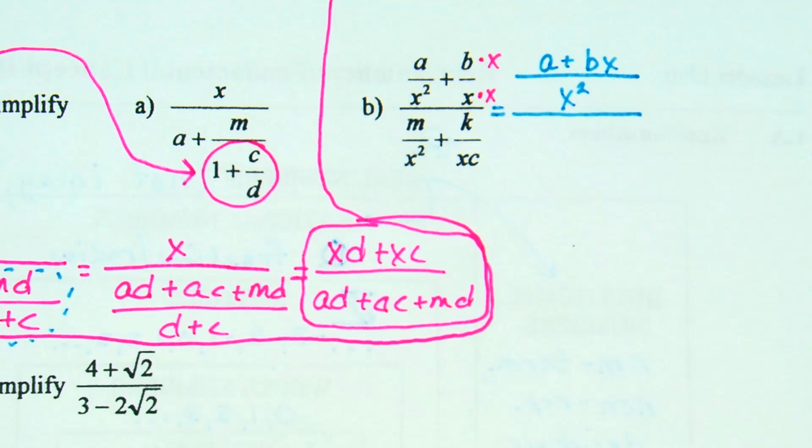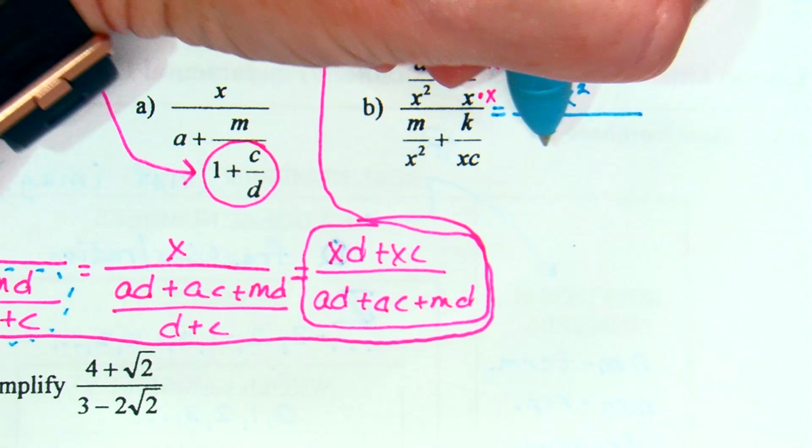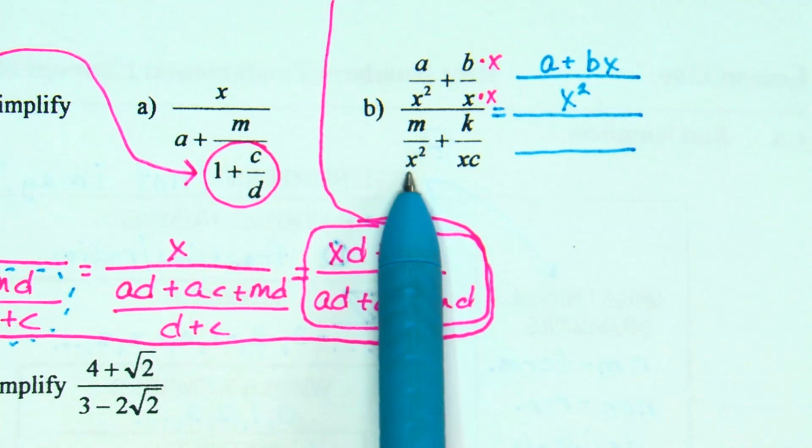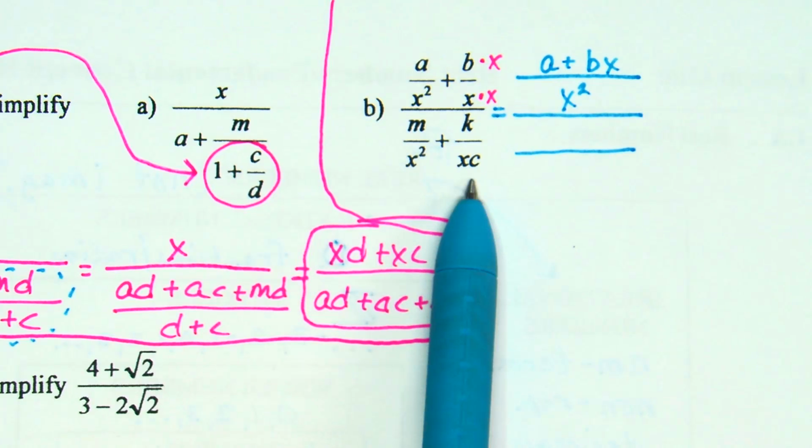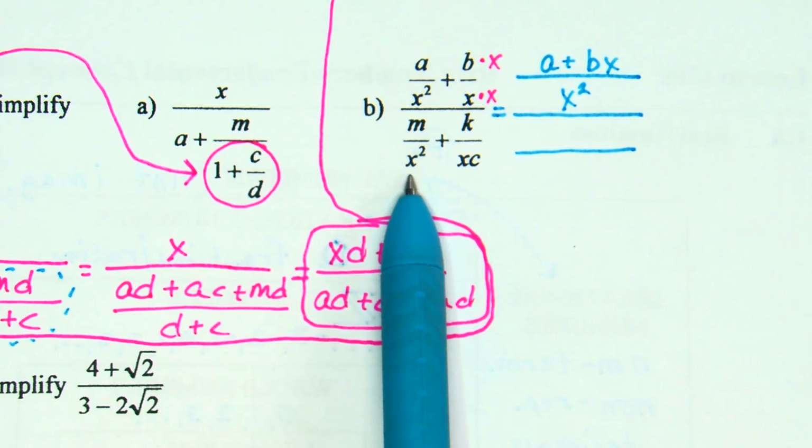Okay, what about my denominators? Current denominators are x squared and xc. What's a common denominator? Yeah, there's one x in common, but this one has two x's. Remember, you always go with the higher exponent, basically. So there's an x squared and a c. So denominator x squared c.